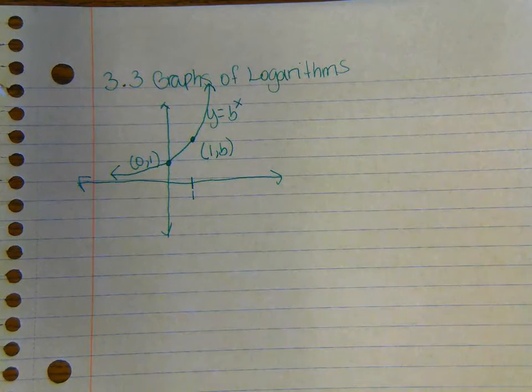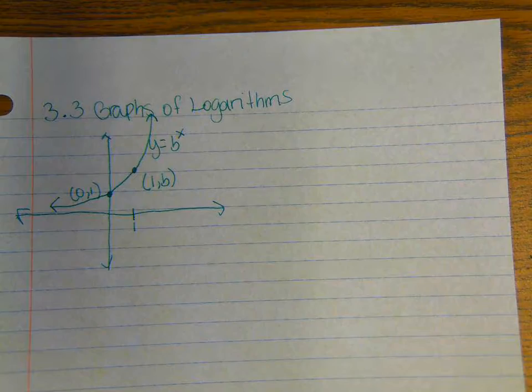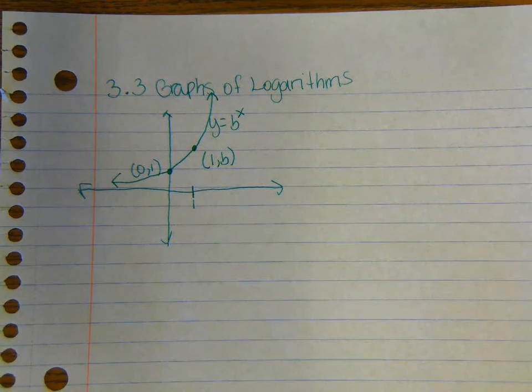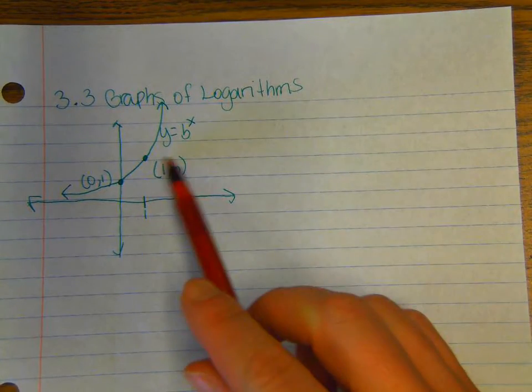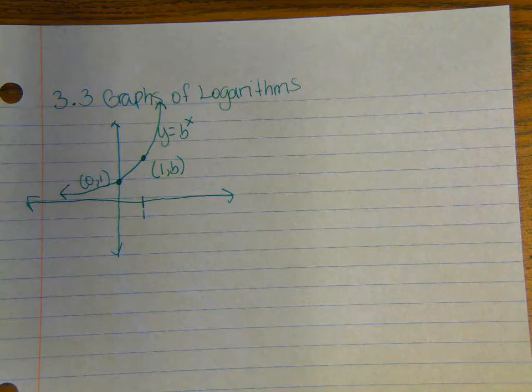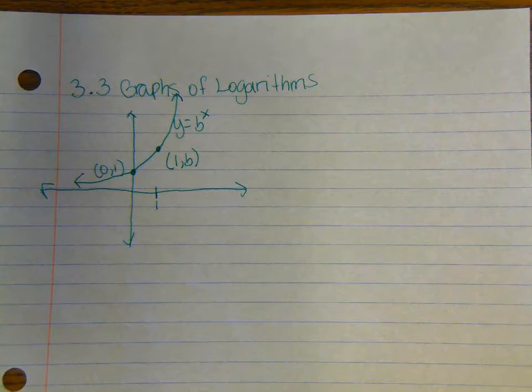Now, what does that have to do with what we do today? Because these are just inverse functions. What would happen if I switched the x and y's around? And that's what it would mean to be an inverse. Instead of y equals b to the x, what would I write? x equals b to the y.